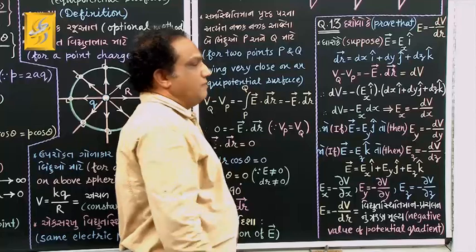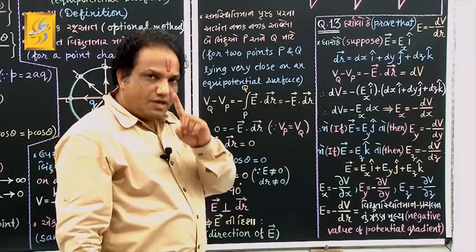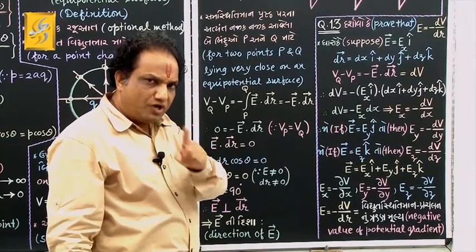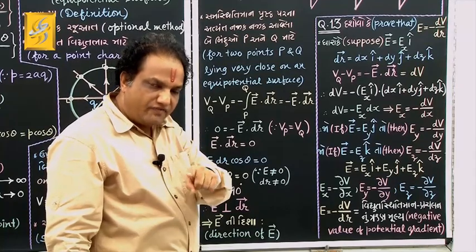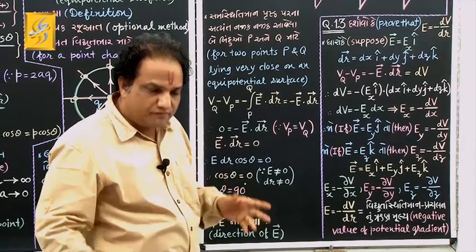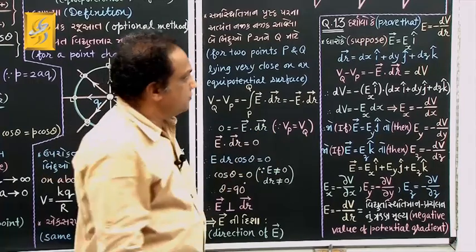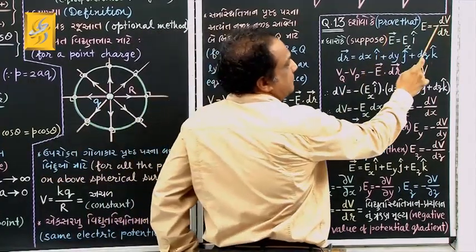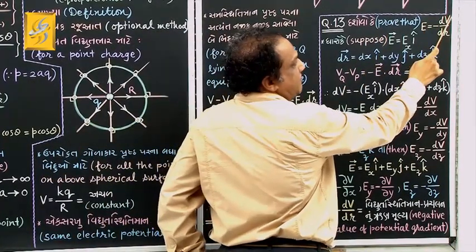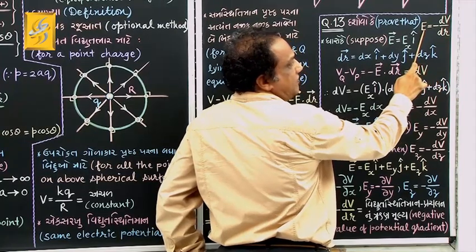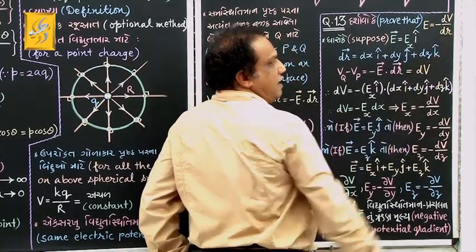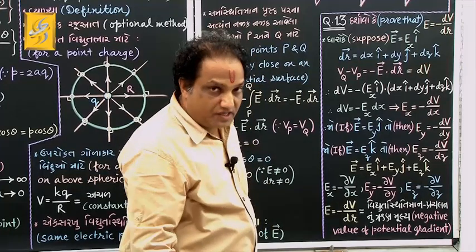Let us go for question number 13. Here we will obtain a very important relationship between electric field and electric potential. What is the relationship? I am showing you. Prove that E equals minus dV by dr. How to prove that result? I am showing you.